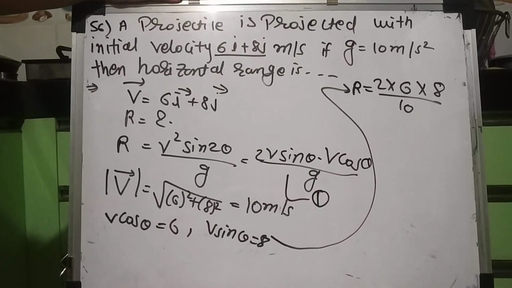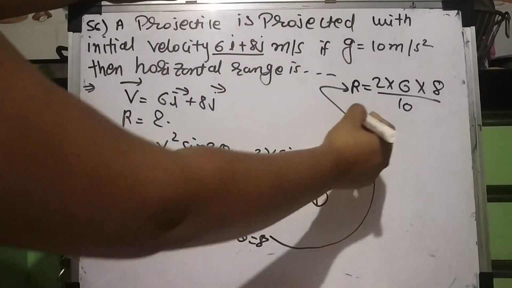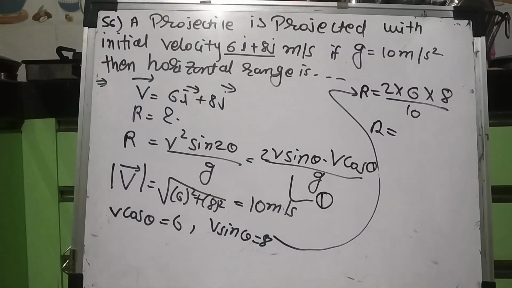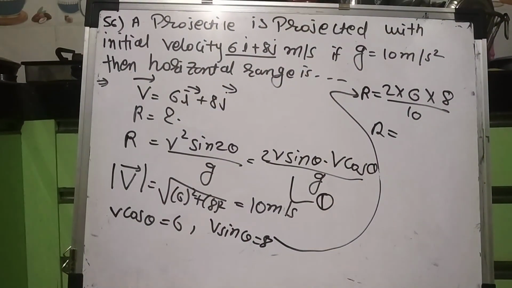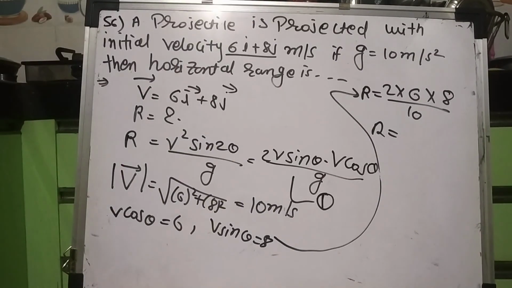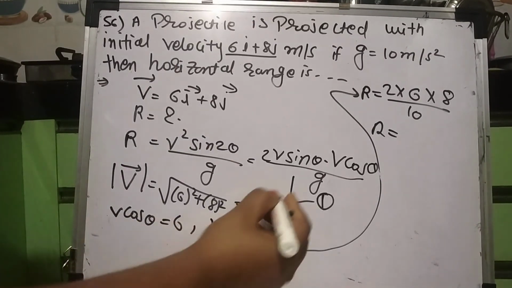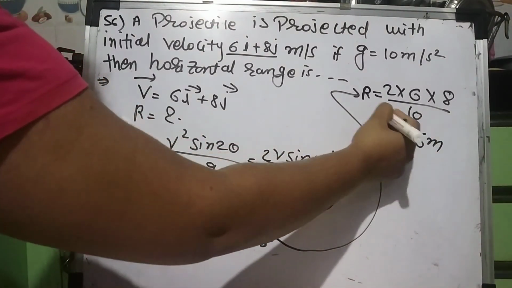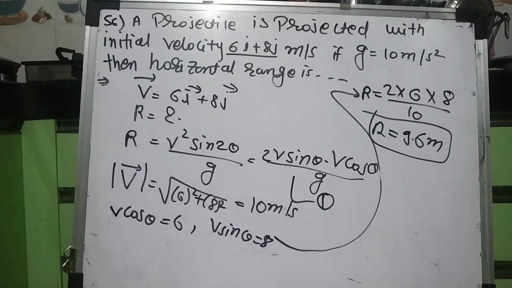12 and this one is 8. Therefore R is equal to 9.6 meter. So for question number 56, which option is correct? Option number B is correct.